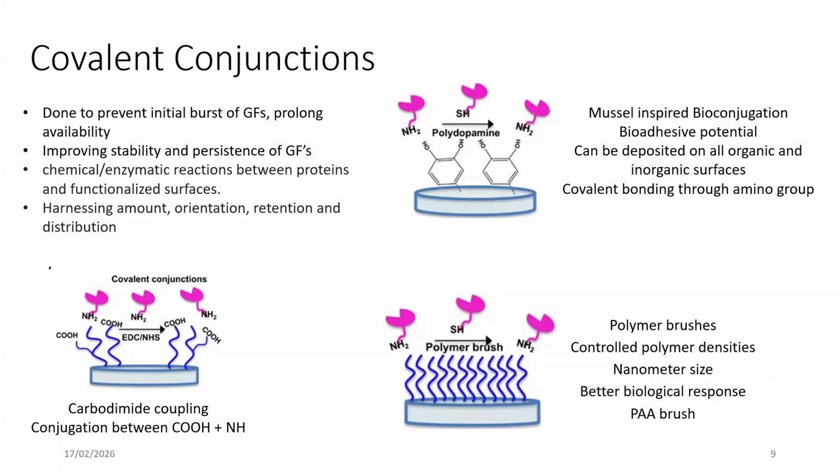Then polymer brushes control polymer density all the way down to the nanometer size for better biological response. Polyacrylic acid brush is used here. So amongst these, carbodiimide coupling has been very popular, mussel-inspired with polydopamine, and polymer brushes. Again, there's a polymer brush which is put onto the scaffold and that has been used.